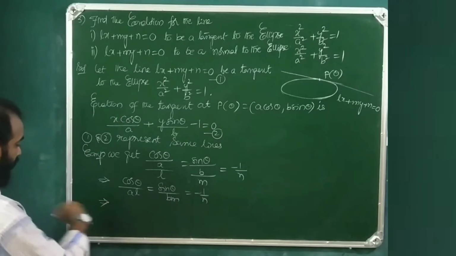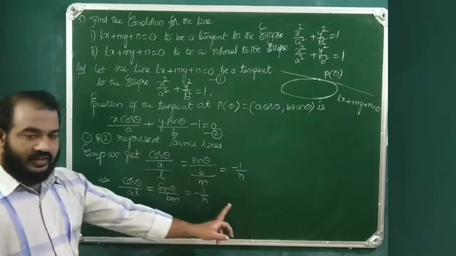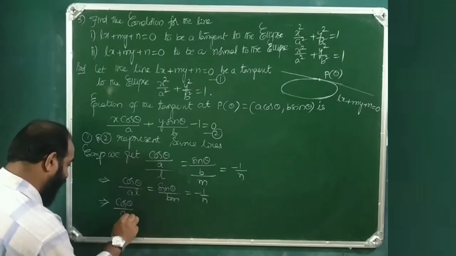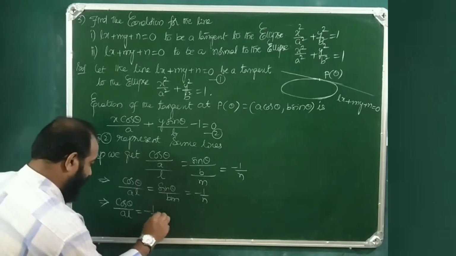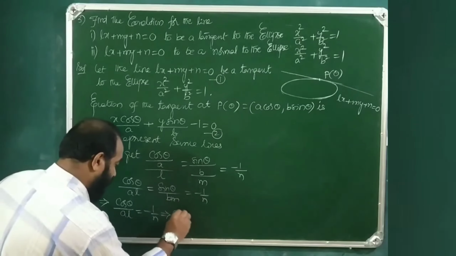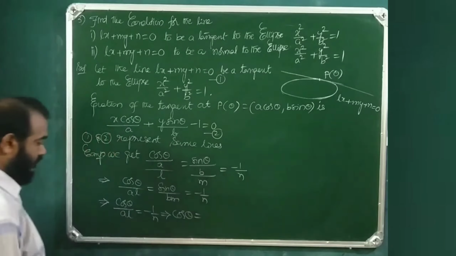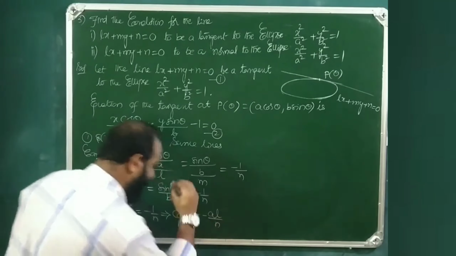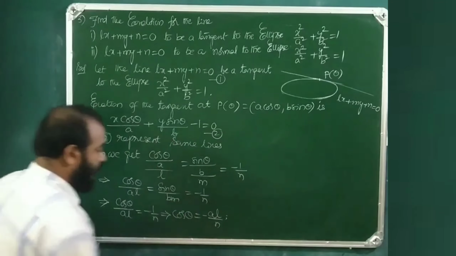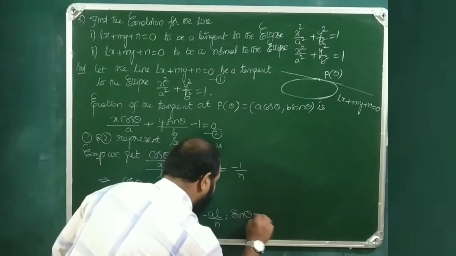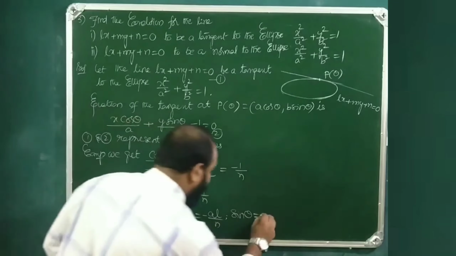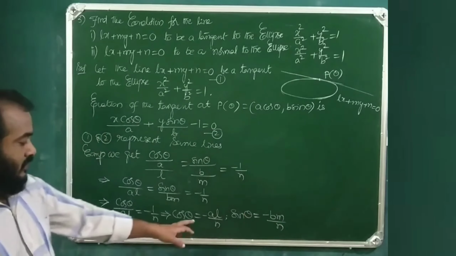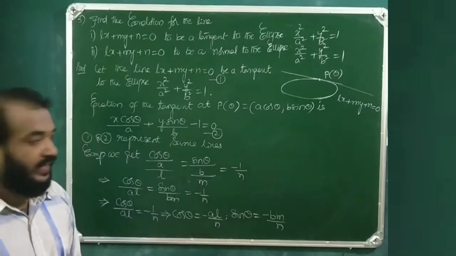So equating first and the last one, we get cos theta by al is equal to minus 1 by n. From this, cos theta is equal to minus al by n. Similarly, sin theta is equal to minus bm by n.